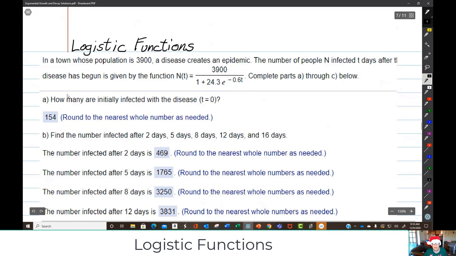What we're being asked to do is, well, here's the story. In a town whose population is 3,900, a disease creates an epidemic. The number of people infected at time T, days after the disease has begun, is given by this function. That's the number of people infected. And you know how infections work. More and more people are going to be infected. But there's an upper limit because the town is quarantined. And luckily, nobody was pregnant, or at least not immediately pregnant, not about to deliver. So that in this space of time, the original population does not change, and apparently nobody even dies while we're calculating. So that's a good thing.